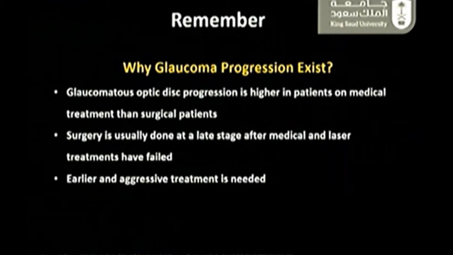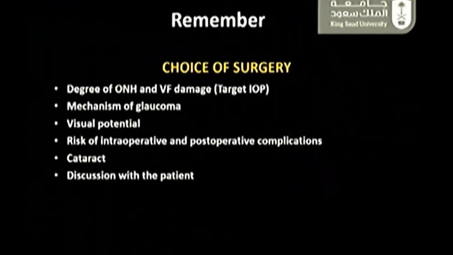So glaucoma progression is higher in patients on medical treatment than on surgical treatment, with a successful surgery of course, and it's well documented in the literature. Surgery is usually done at a late stage after medical and laser treatment have failed. That's why we have glaucoma progression. Earlier and aggressive treatment is therefore required and crucial in such patients with advanced disease and poorly controlled intraocular pressure. The choice of surgery depends on the degree of optic nerve head and visual field damage. So you need to look at the presumed target pressure.